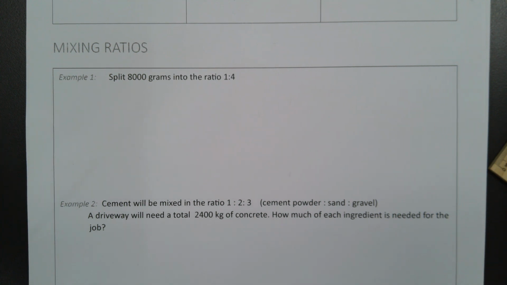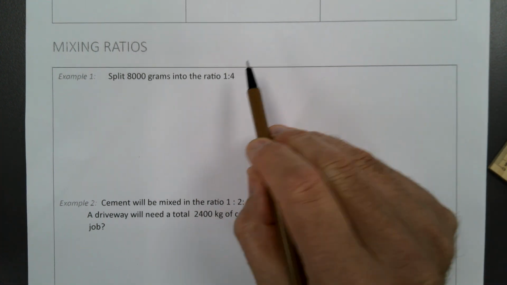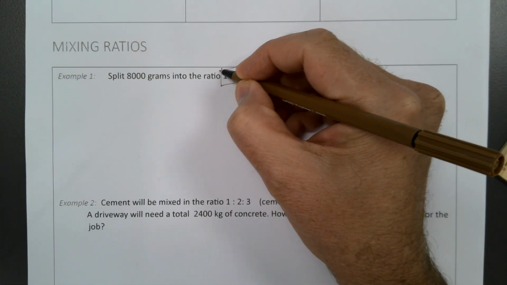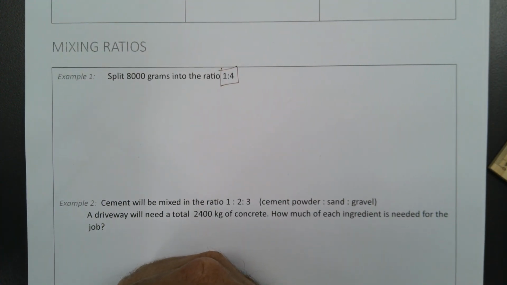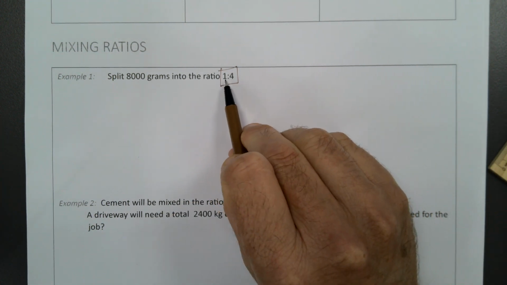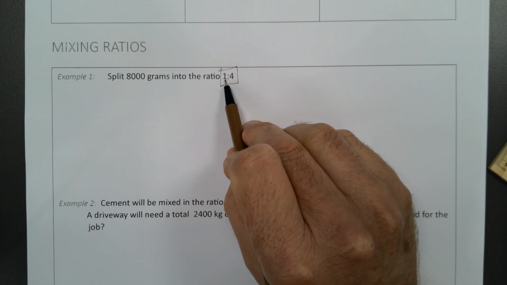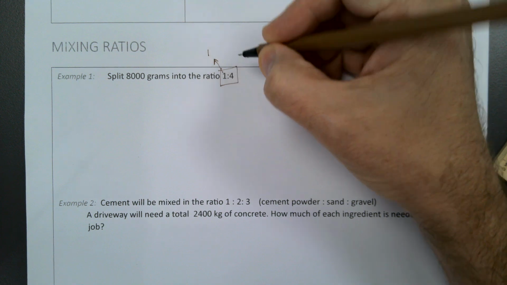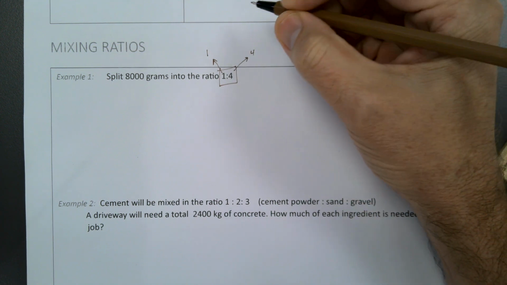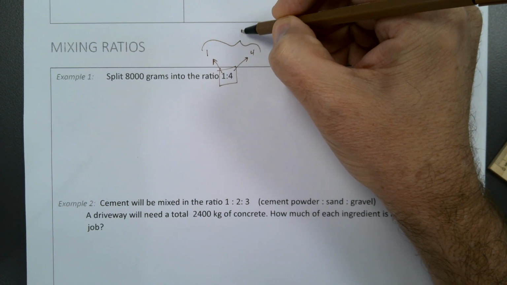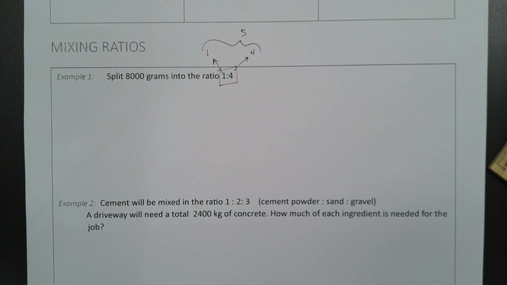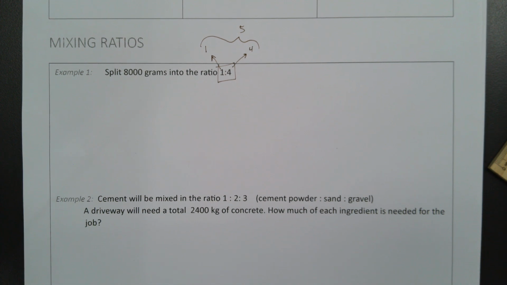Split 8,000 grams into the ratio 1:4. First of all, you have to answer the question: how many parts is this thing being broken into? Now, the rookie mistake is to say, well, it's going 2 ways, so there's 2 parts. That's really wrong. 1 part is going that way, 4 parts is going that way, so you've got 5 parts in total. All you've got to do is add it up. So this thing is being chopped up into 5 equal parts.